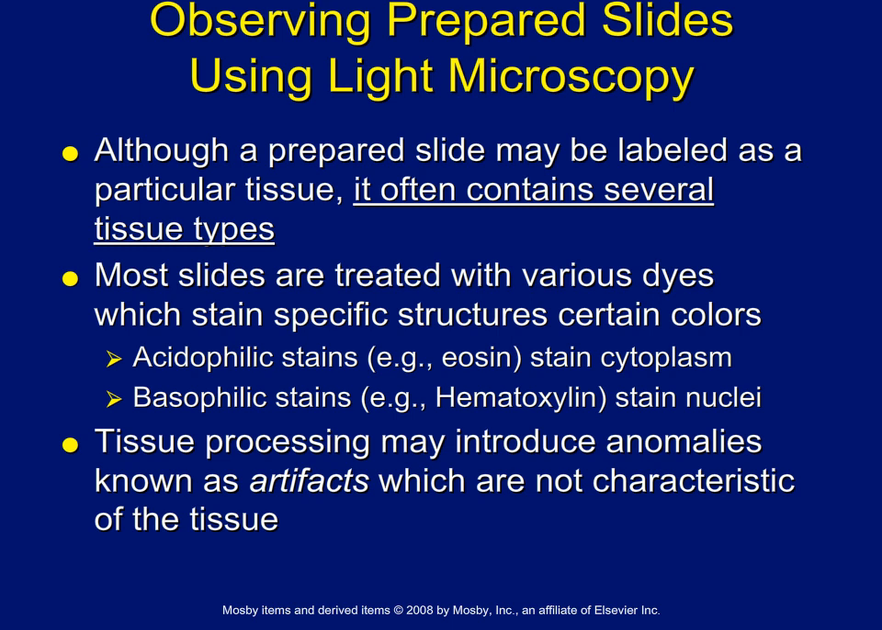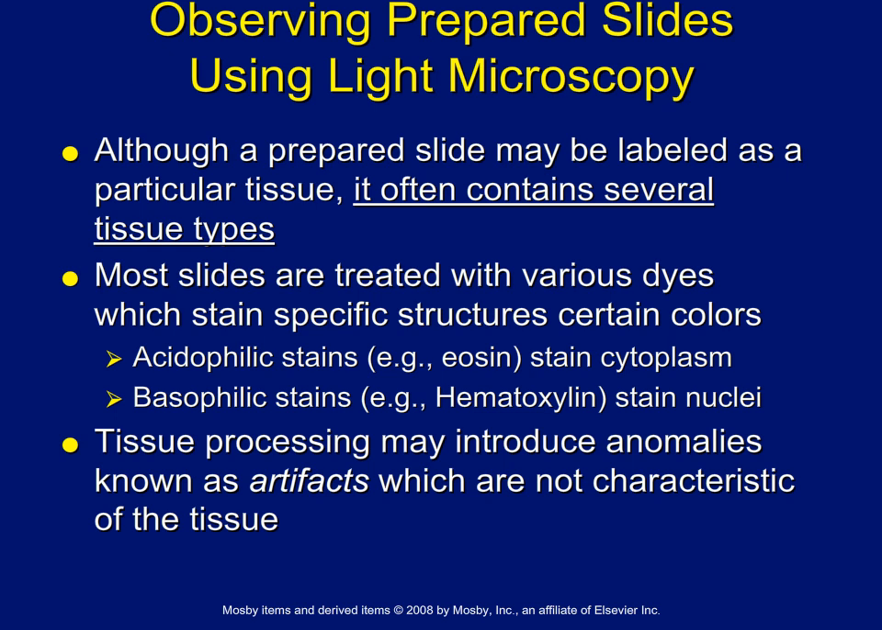So here are some facts to keep in mind when looking through the microscope at slides in the laboratory class. Although you may have a prepared slide that says cartilage on it, it often contains several tissue types. That's because it's often very difficult for the person doing the prepping to just isolate one tissue from all the other tissues without damaging everything in the process. And so usually what we do is get a chunk of tissue that contains cartilage, we embed it, we section it, and it's on that slide.